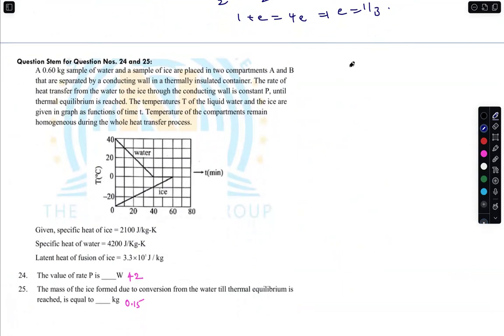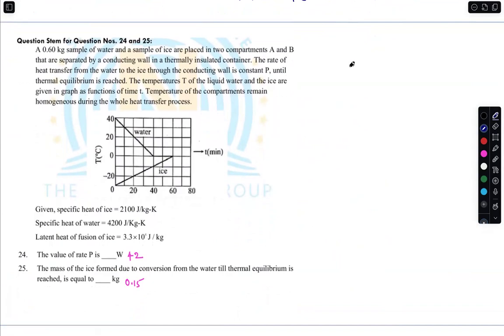Now, in this, carefully observe, the slopes will give some information. A 0.60 kg sample of water and a sample of ice are placed in two compartments A and B that are separated by a conducting wall in a thermally insulated container.